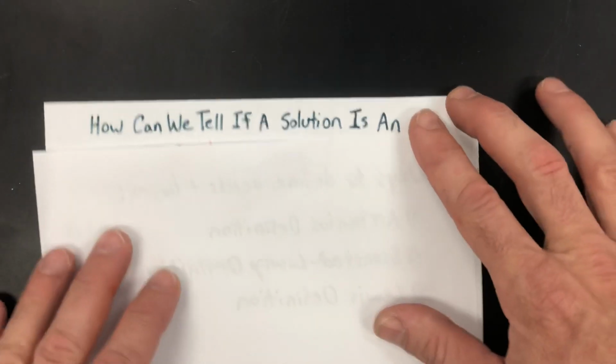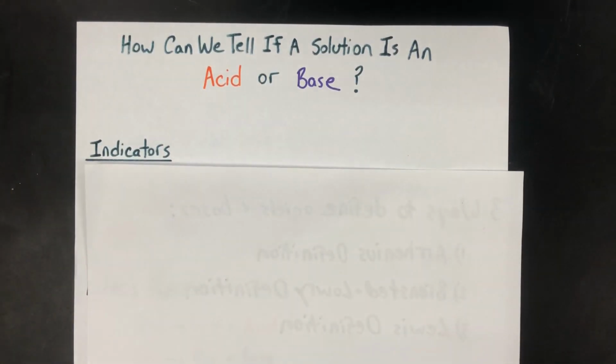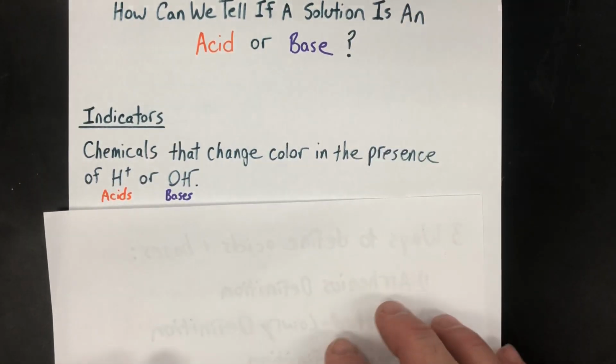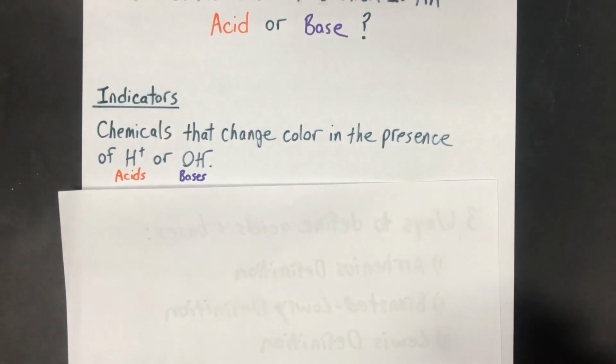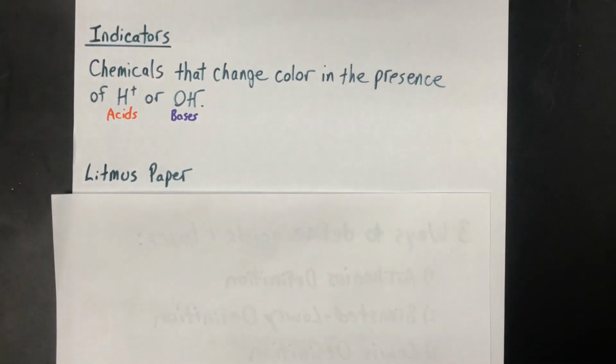Okay, so on to how can we actually tell if a solution is an acid or a base or not? There's a lot of different ways to do that. One of those is with indicators, and those are just chemicals. And those chemicals will change color in the presence of acids and bases. So the first one I want to show you is litmus paper.